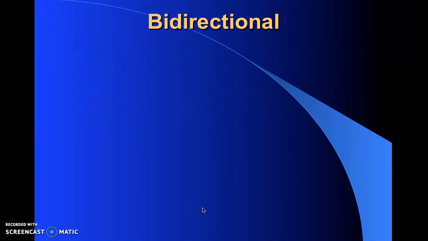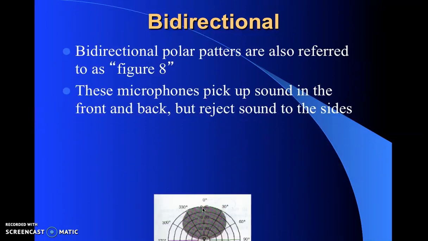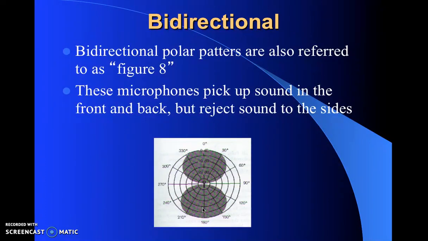And finally, the bidirectional polar pattern picks up sound from the front and the back and rejects sound from the sides. So a situation where you might use this is maybe you have two vocalists and just one microphone, but you want to record both of those vocalists singing simultaneously. You'll set up a bidirectional microphone, and one person can sing on one side and another person can sing on the other side, and it'll pick them both up at the same time.